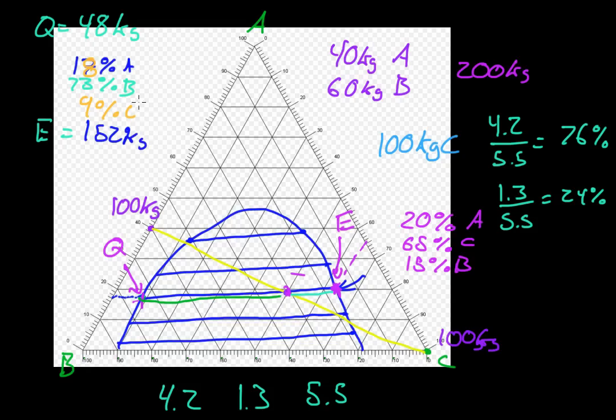And then to get the actual masses of each component in each phase, we just take 48 kilograms times 18% to get the mass of A in phase Q, and 152 kilograms times 20% for component A in phase E, and we just do that for each component. And that is triangle phase diagrams, or triangle diagrams, in a nutshell.